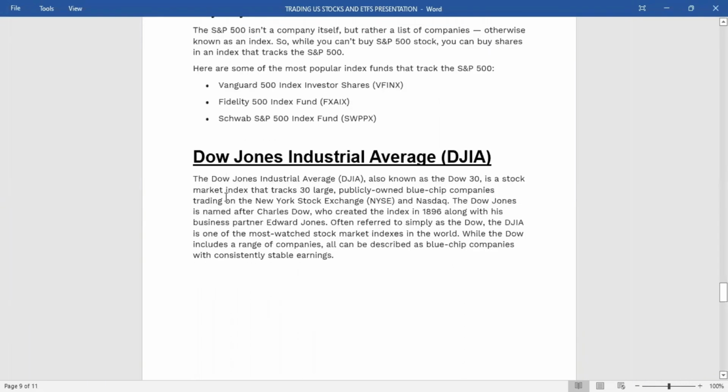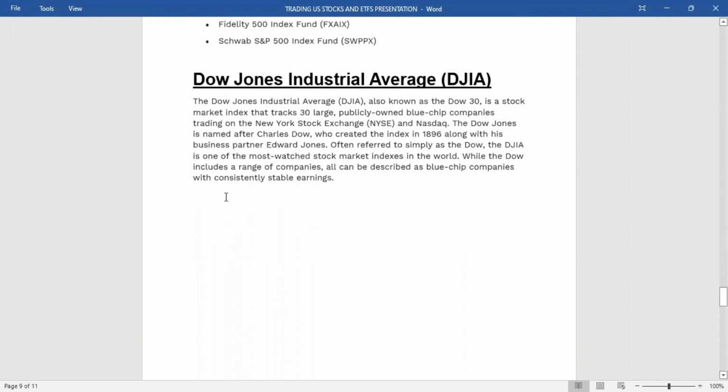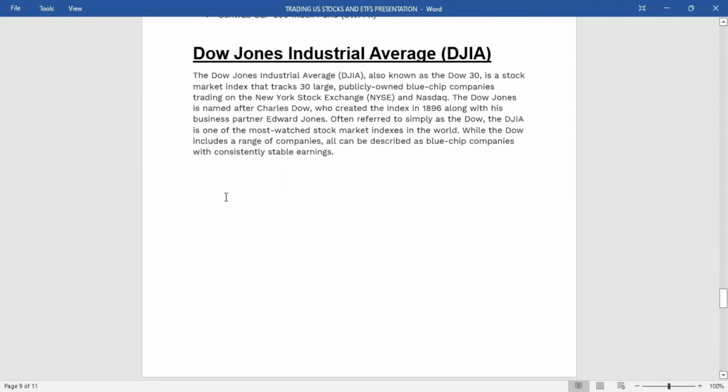The second index I want you guys to learn about is the Dow Jones Industrial Average, popularly known as the Dow. The Dow Jones Industrial Average is a stock market index that tracks 30 of the large publicly owned blue chip companies trading on the New York Stock Exchange and Nasdaq. Here, let me compare the two.